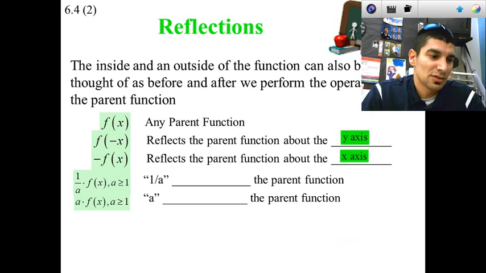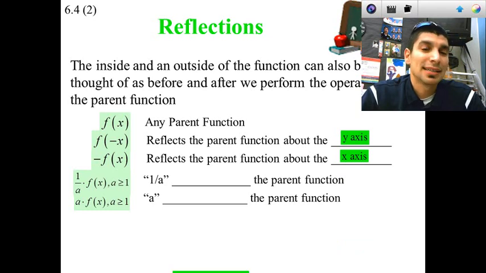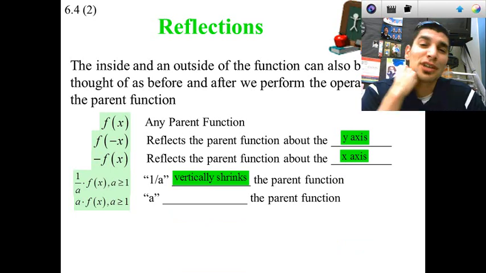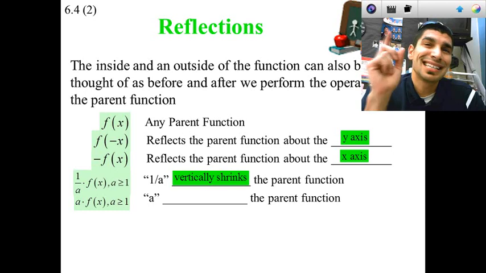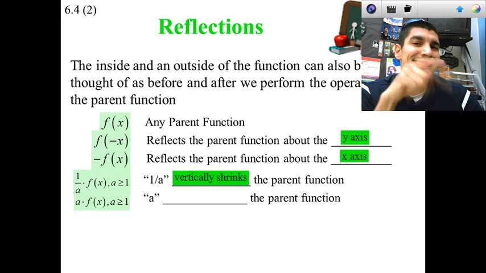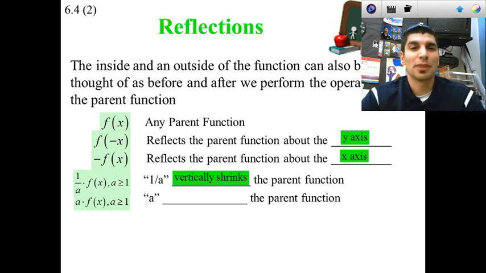1 over a. This is a little different than what I have in your notes. Earlier I said widens, and I don't think I used widens here. I said vertically shrinks, because I think this is closer to what your textbook says. There are a few questions in your textbook that actually use vertically shrinks instead of widens. Widens comes from the Algebra 2 textbook, and this textbook uses vertically shrinks, so I'm going to stick with this textbook since you'll be checking some of your answers in the back of the book.